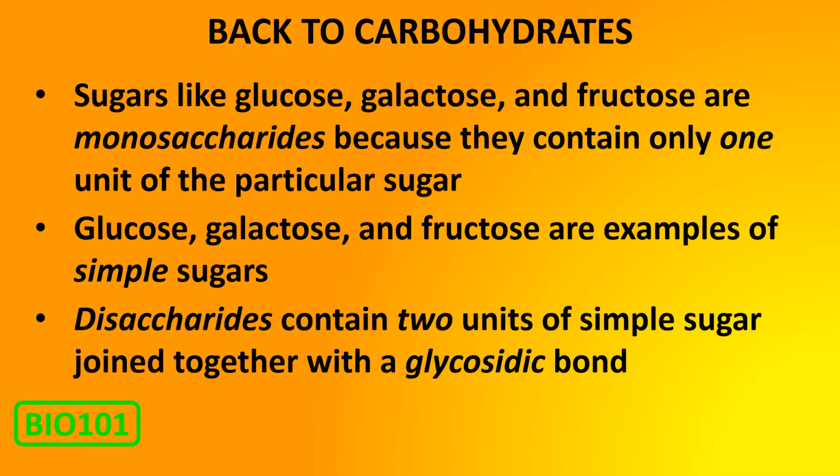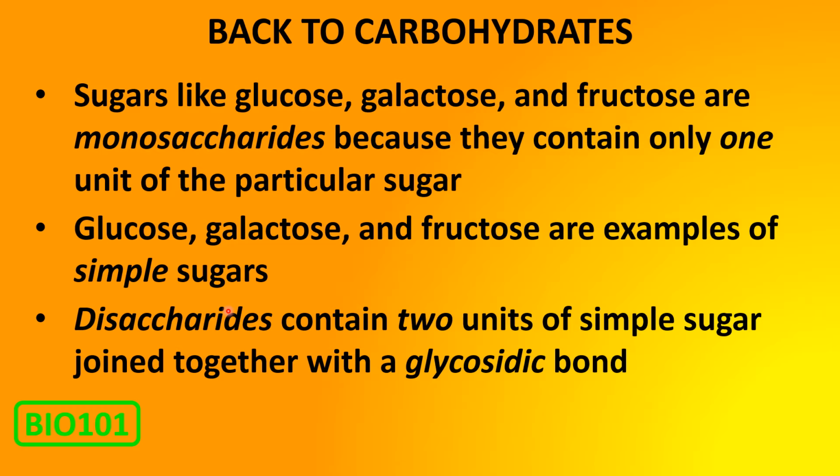So back to carbohydrates. Sugars like glucose, galactose, and fructose are monosaccharides. These are single unit sugars because they contain one unit of a particular sugar. Glucose, galactose, and fructose are examples of simple sugars. We call them monosaccharides or simple sugars.